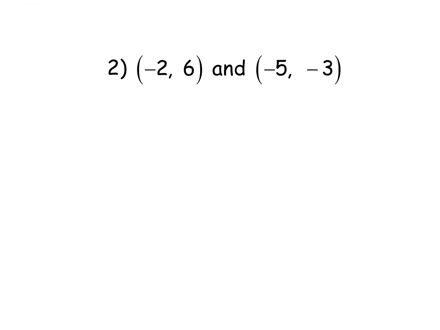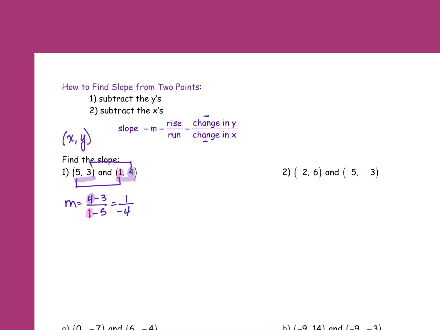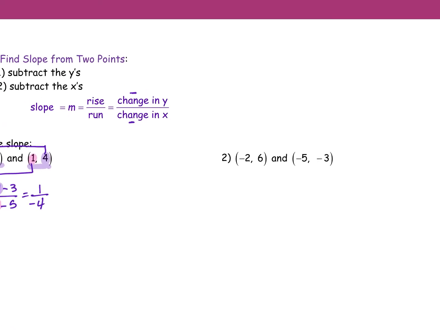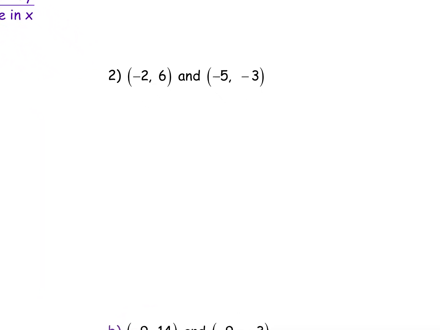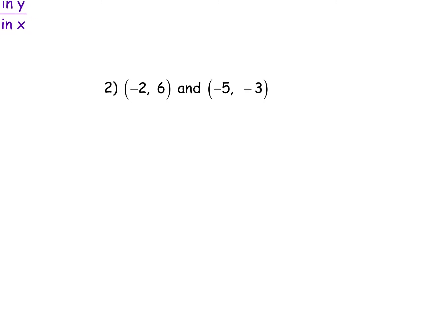What's the difference between number 1 and number 2? Number 2 has some negatives in it, so we have to make sure that we take care of those negatives. I'm going to do the same thing, right? I'm going to have my Y's together, and my X's together. Does it matter which point I choose to start with? No. So this time I'm going to start with this X and this Y. So I have X minus, and then my other Y is a negative 3.